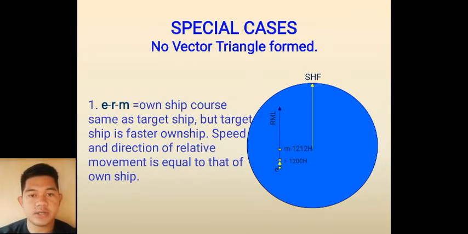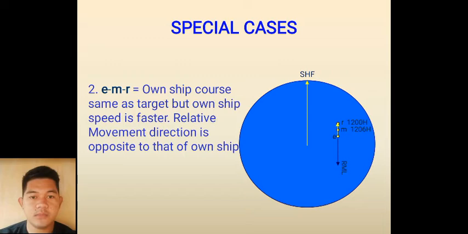So, special cases with no vector triangle formed. First, ERM: own ship course is the same as target ship, but target ship is faster than own ship. Speed and direction of relative movement is equal to that of the target ship. Second, ERM: own ship course is the same as target, but own ship speed is faster; relative movement direction is opposite to that of own ship.